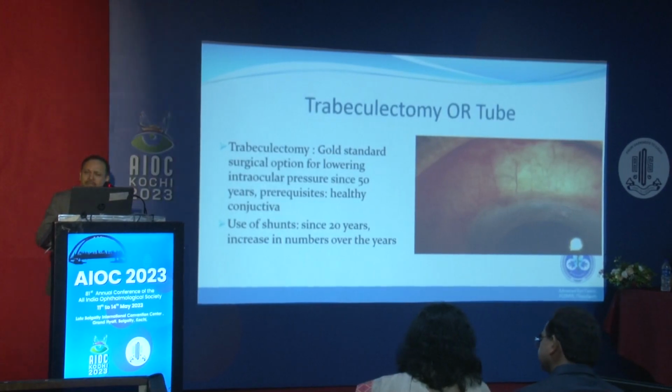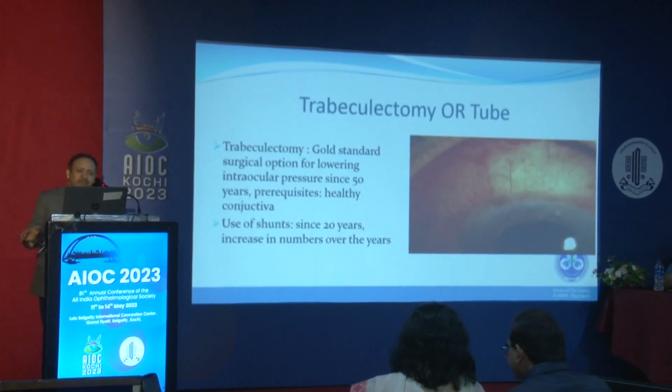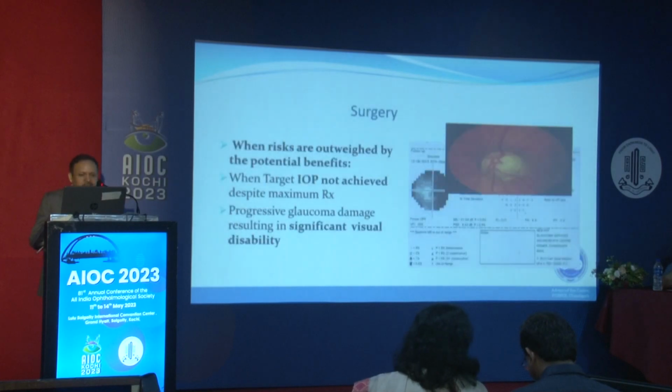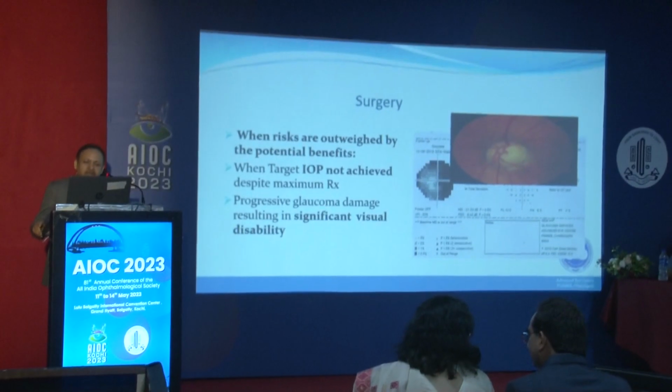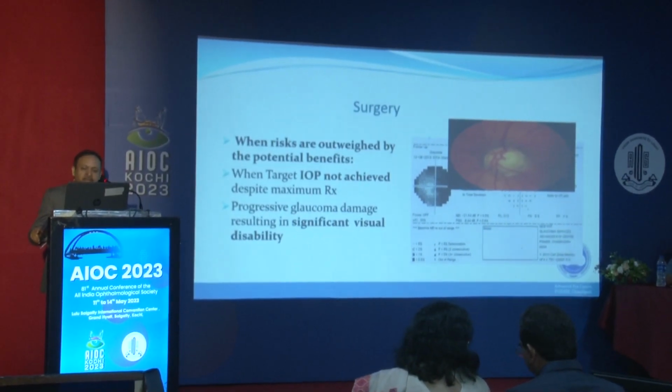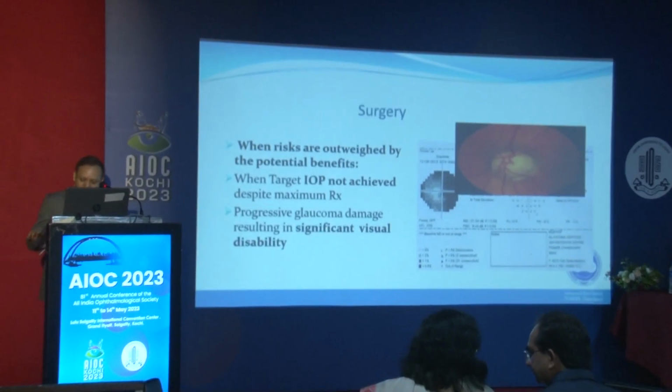Trabeculectomy or tube: we know that trabeculectomy is still the gold standard for lowering the pressure, and a prerequisite for this is healthy conjunctiva. The use of shunts has been increasing over the last 20 years. Surgery is indicated when the risks are outweighed by the potential benefits, when target IOP is not achieved, or when there is progressive glaucoma damage based on the disc findings and fields.